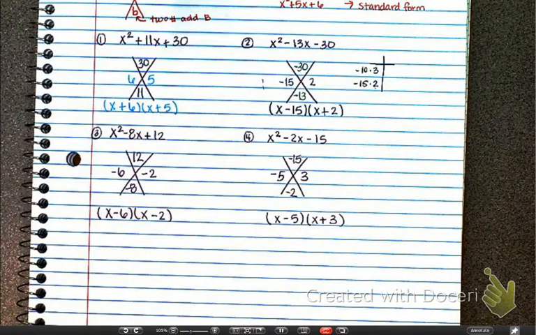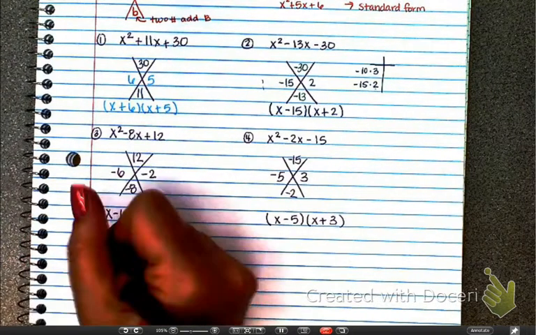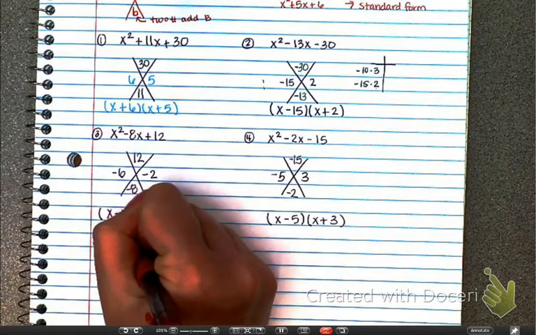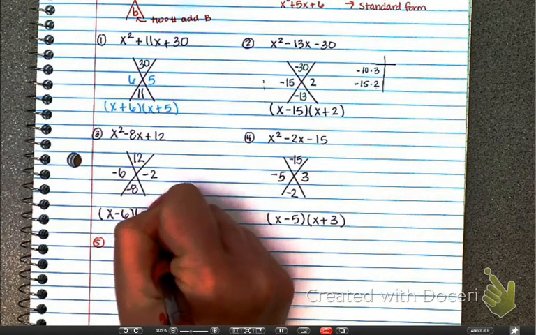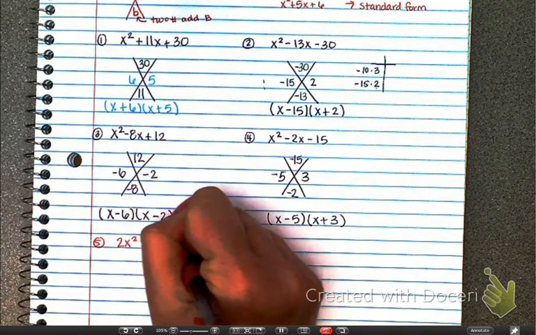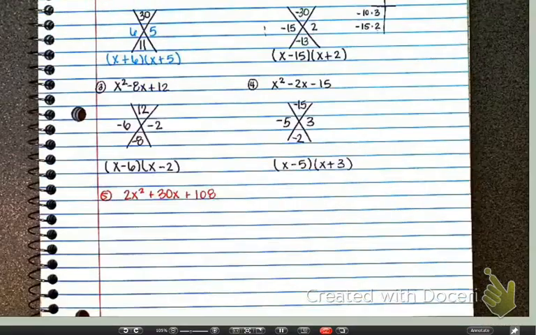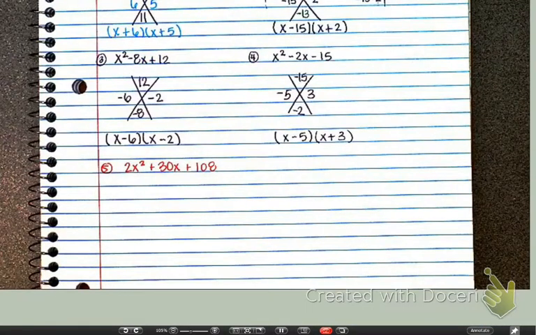How'd you do on those? Good? Okay, so I want to look at something slightly different, and I want you to tell me how this is different. So I have 2x squared plus 30x plus 108. There's a 2 out front, right? And we said we're factoring only if there's a 1 out front.